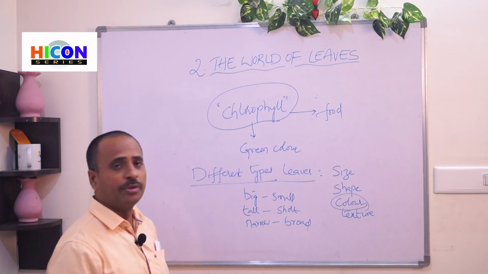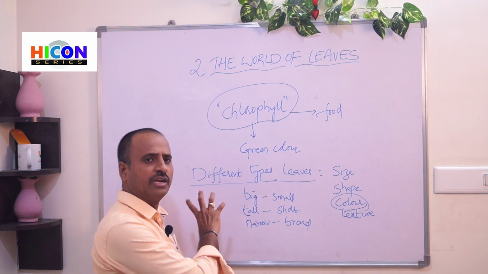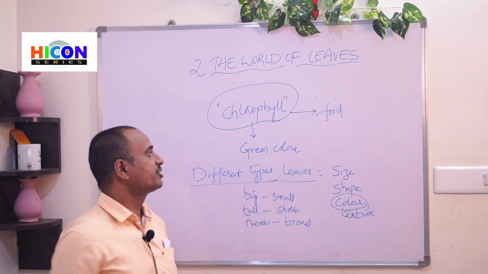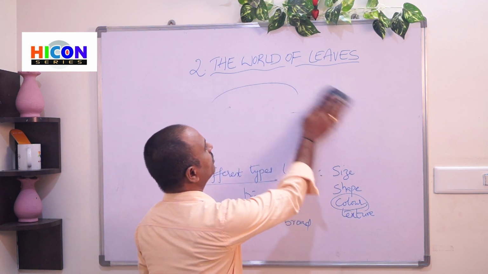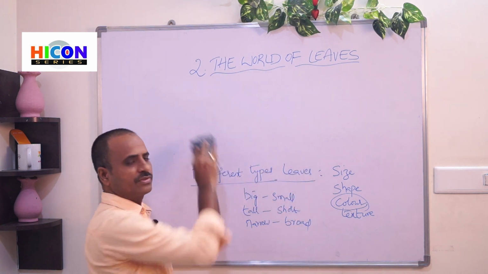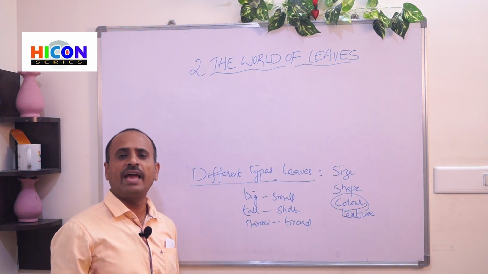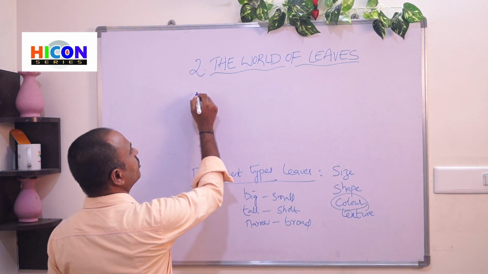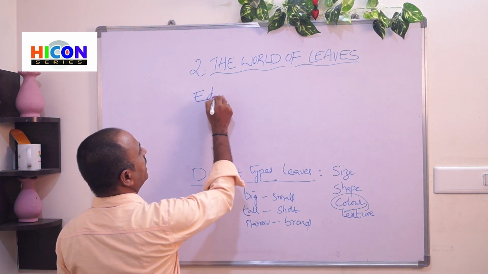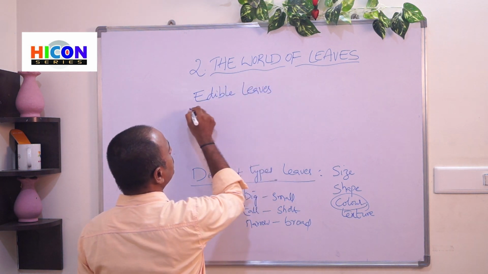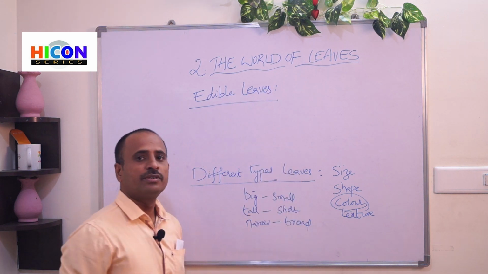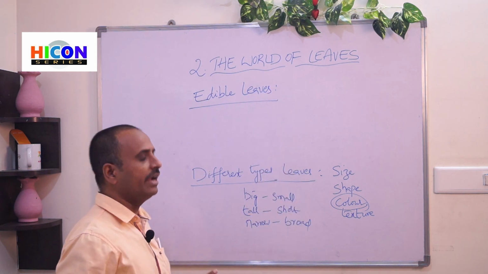Next, the edible leaves. Among the leaves, there are some leaves which we can eat as food. We can cook those leaves and eat them as our food. That's why those leaves are called edible leaves. Edible leaves means the leaves which we can eat.